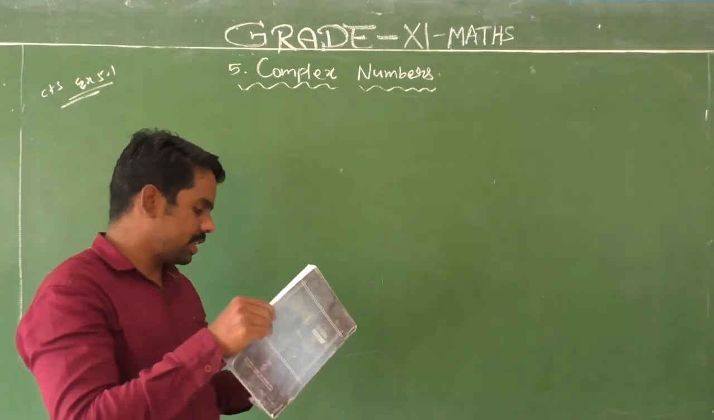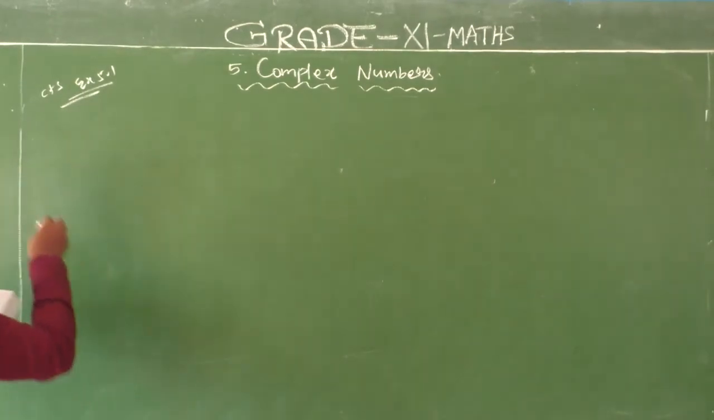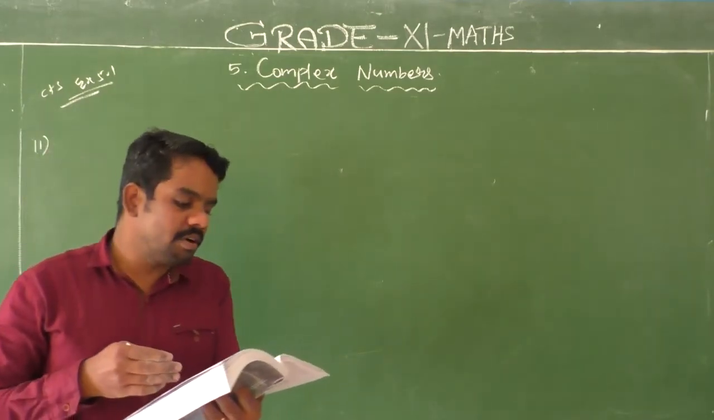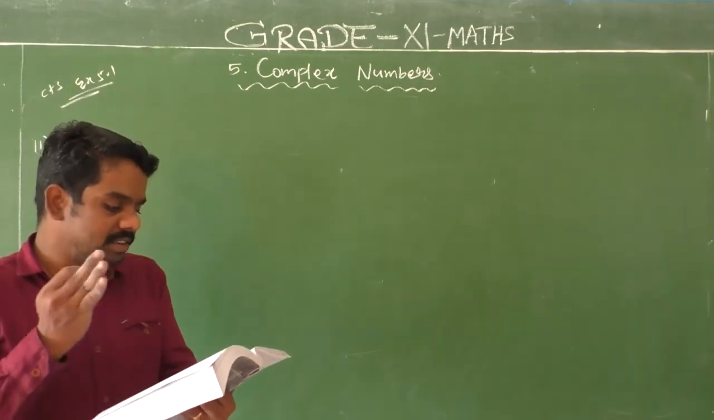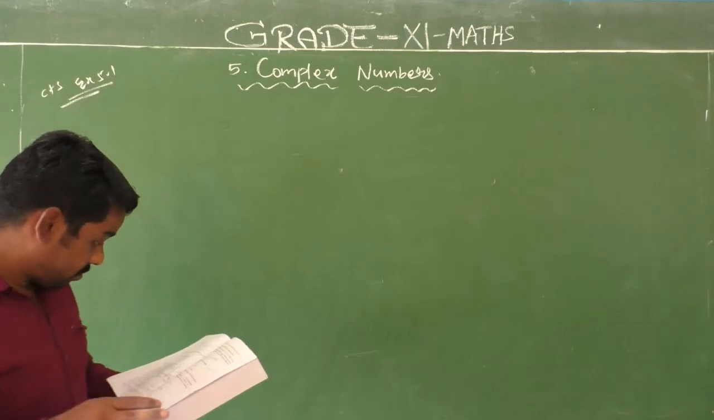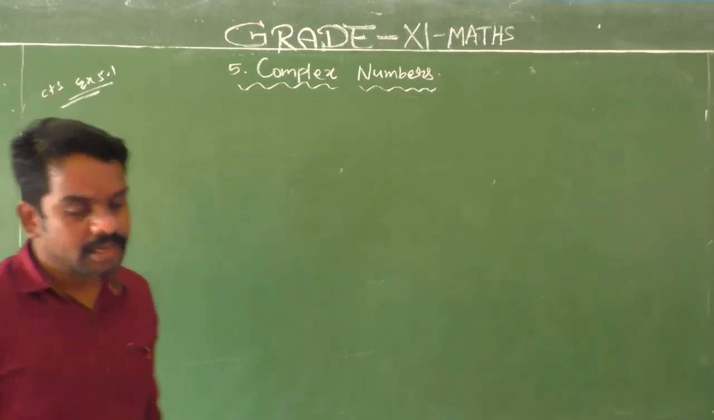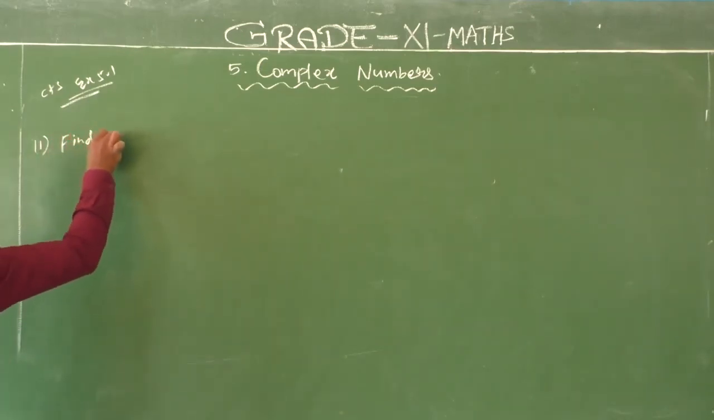Next, 11th question, page number 104. Find the multiplicative inverse of each of the complex numbers given in exercises 11 to 13. Questions 11, 12, 13.